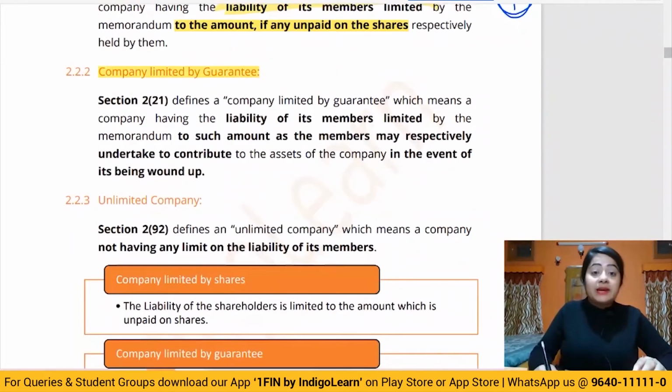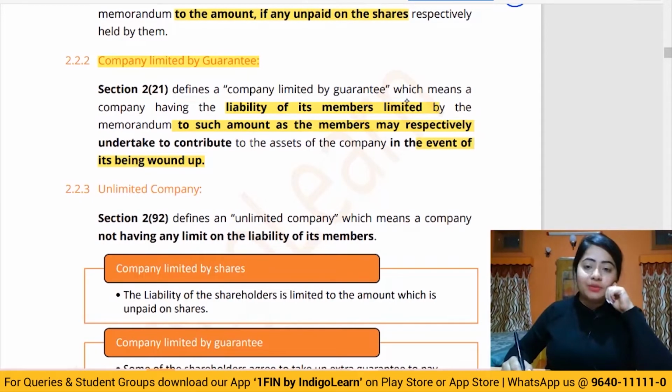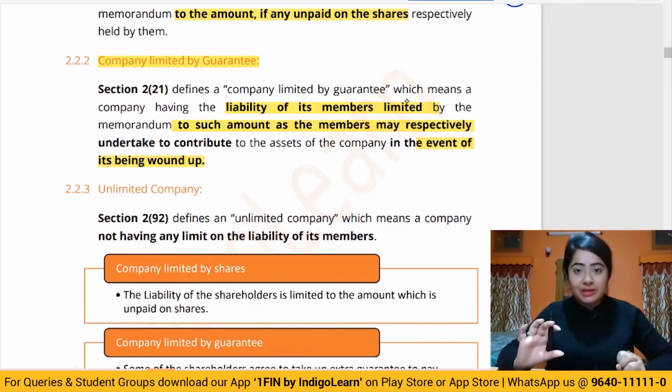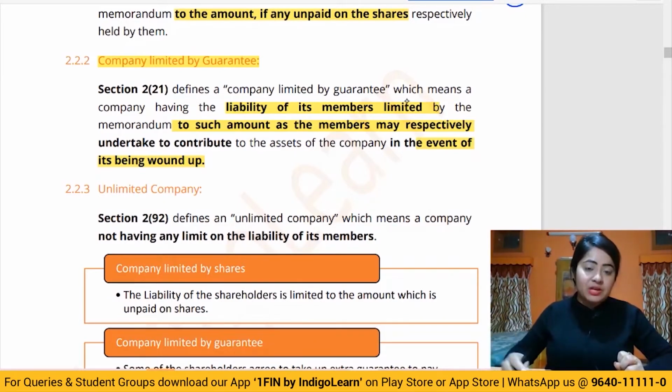Next up, we have a company limited by guarantee. What is that? It means a company wherein the liability of its members is limited to such amount as the members may respectively undertake to contribute in the event of winding up. So it means this company might have share capital, might not have share capital. Now this means that some of the members of the company will get it written in the memorandum that at the time of winding up, they will contribute up to a specific amount of money. Okay, so in a way they are giving a guarantee that if the company goes into winding up, they are going to contribute some amount of money. So that is called a company limited by guarantee.